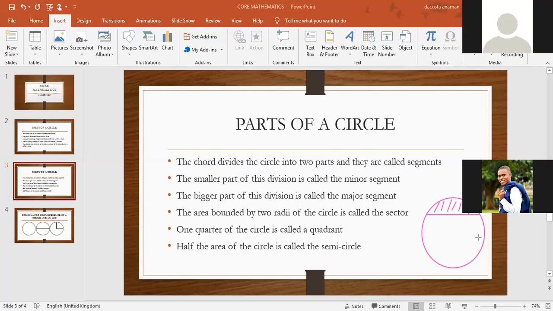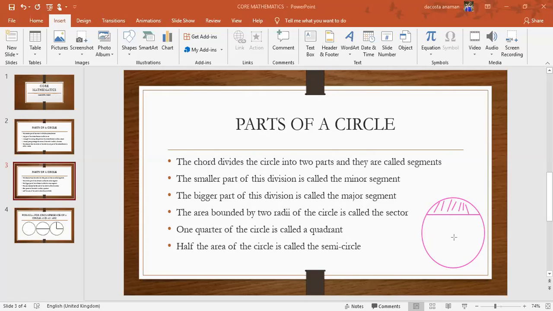So that's also what we term by segment. A segment is an area that has been divided by the chord in a circle. So this part is a segment, this part is also a segment, just that this part is a minor segment and this unshaded region is a major segment.